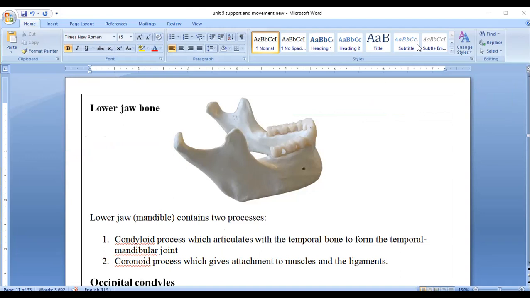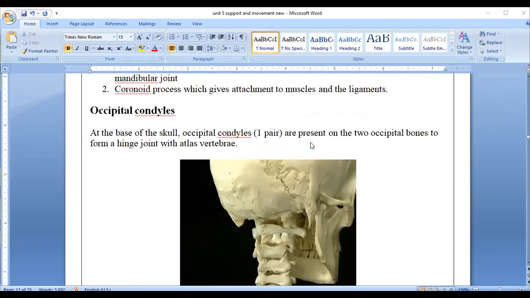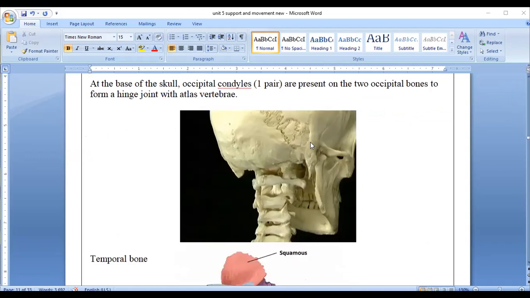So, passing this, we are coming to the occipital condyles. I already showed you occipital condyles, correct? This is another way to show them. That's all. Here, this is the bone called atlas vertebra. What is the name of this bone? Atlas vertebra.